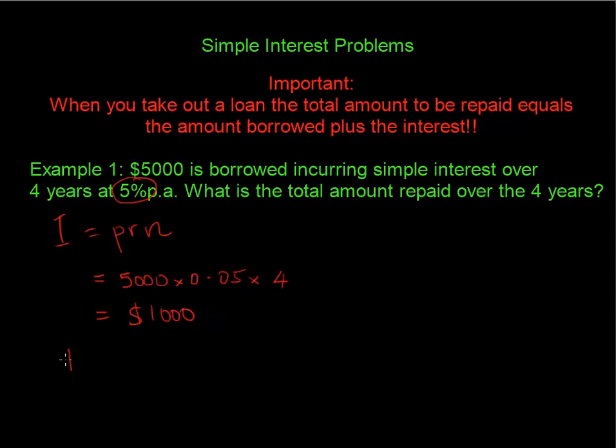Now, the total amount that has to be repaid is going to be the amount borrowed plus the interest. So it's 5,000 plus 1,000, giving us a total of $6,000. Okay, now let's have a look at another question.